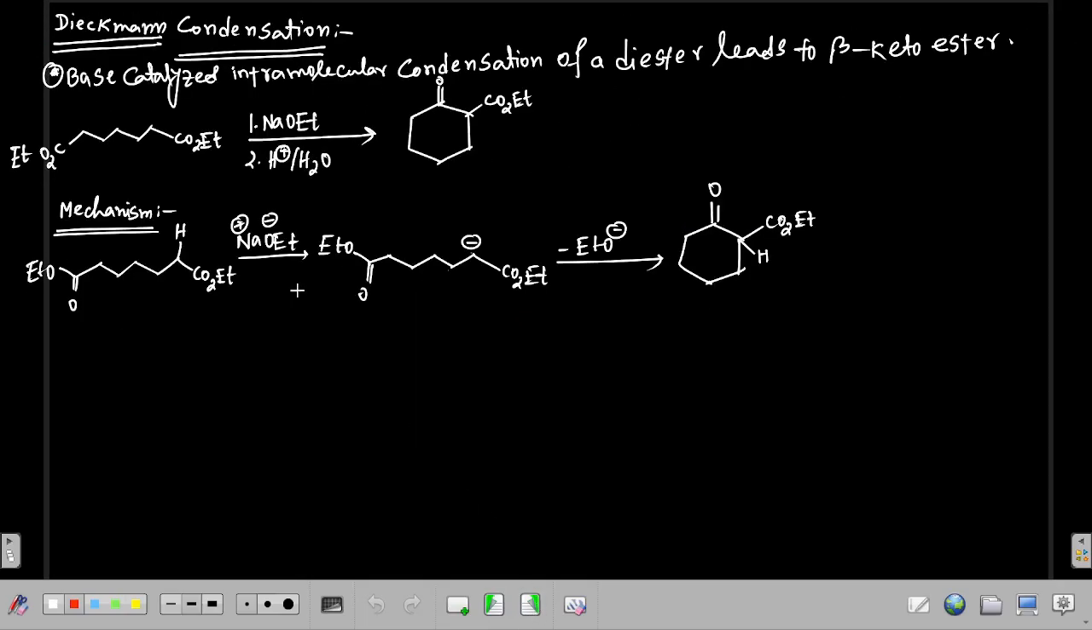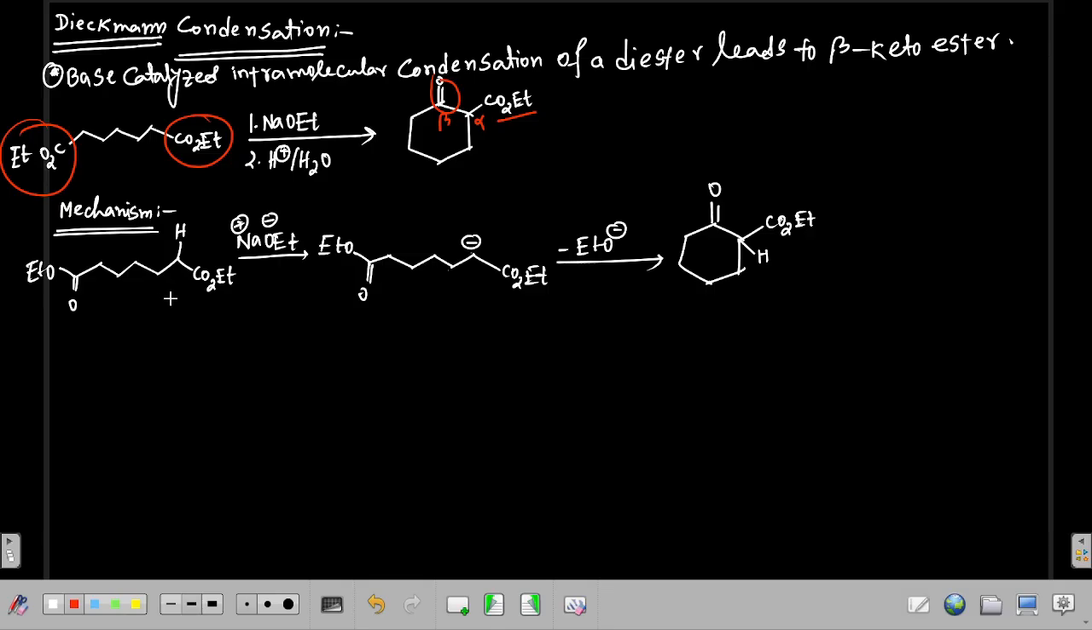So next will be the Dieckmann condensation. This is a base catalyzed intramolecular condensation of a diester. This is a diester. It leads to the formation of a beta keto ester. This is alpha. This is beta. This is the beta keto ester.